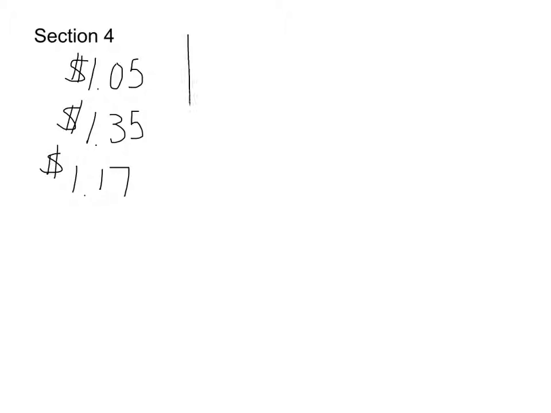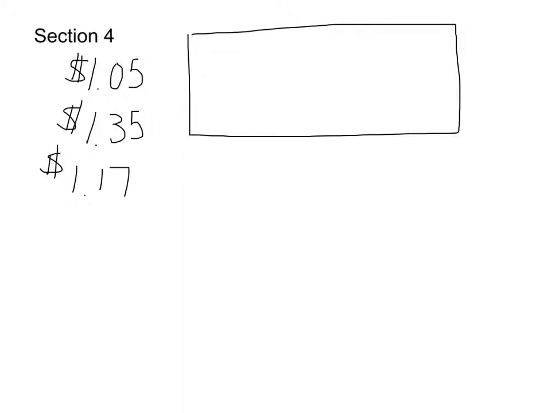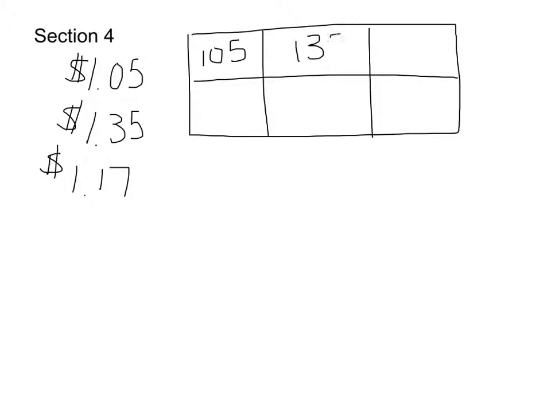Well, the thing I suggested is make yourself a table, and go ahead and write all this information right down in here. I'm going to write down the 105, and I'm going to get rid of the decimal point. I'm just going to move it 2 spots over. 135, and I want to yield the 117.